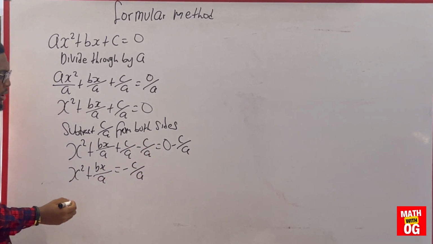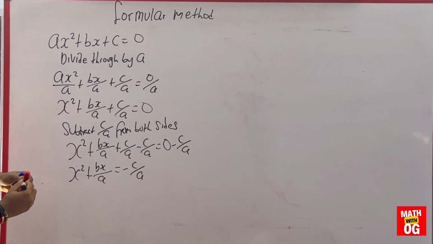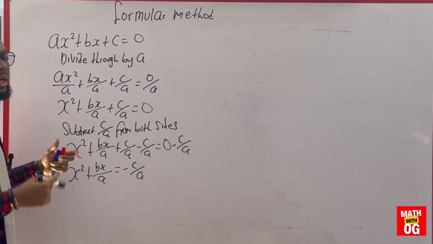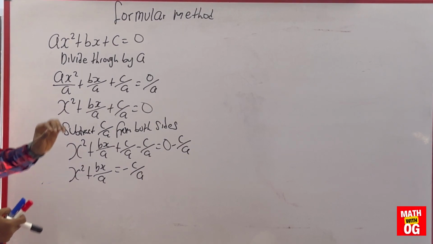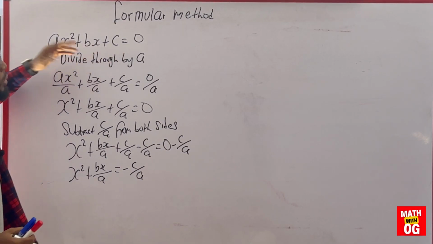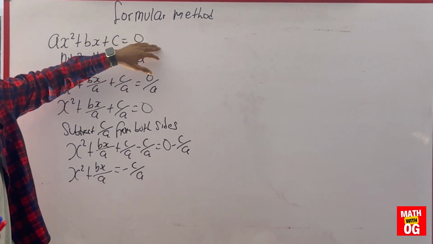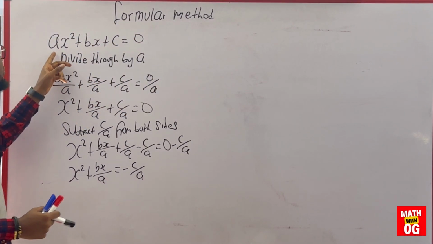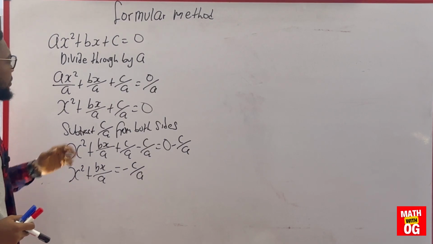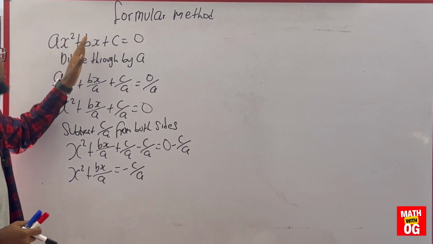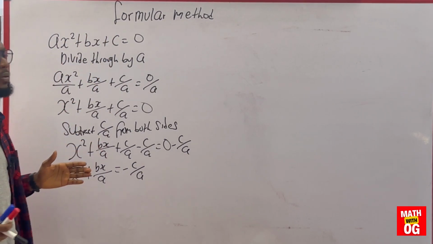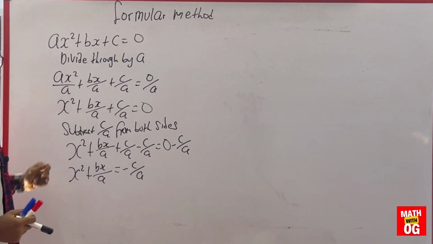C over a. Now, doing this step first, subtracting first, can be done before dividing. What do I mean? I can choose to subtract c from both sides first. So this will give me x squared plus bx is equal to negative c. After doing that, I will still have to divide through by a. So this will now give me x squared plus bx over a is equal to negative c over a. So any of these two steps can come first.